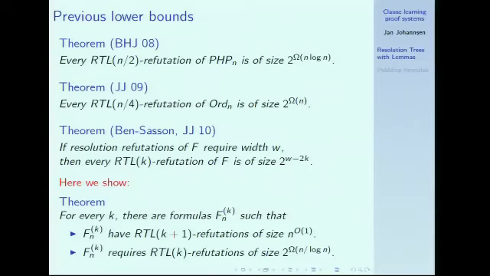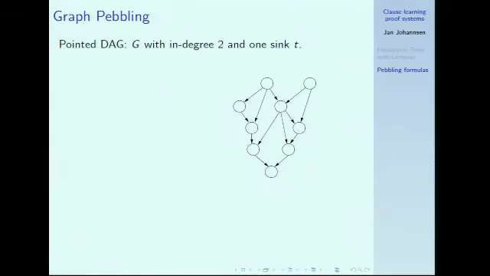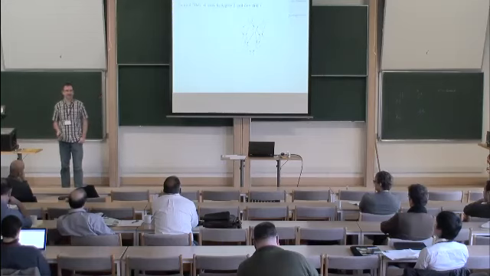So what are these formulas? People familiar with proof complexity can more or less guess what they are from this lower bound. They come from pebbling formulas. If you see an n over log n, it always hints at pebbling. So what is graph pebbling? You have a pointed DAG, that is a DAG with exactly one sink, and every node has in-degree 2. And then you can play a pebble game on this, where you put pebbles on the vertices.